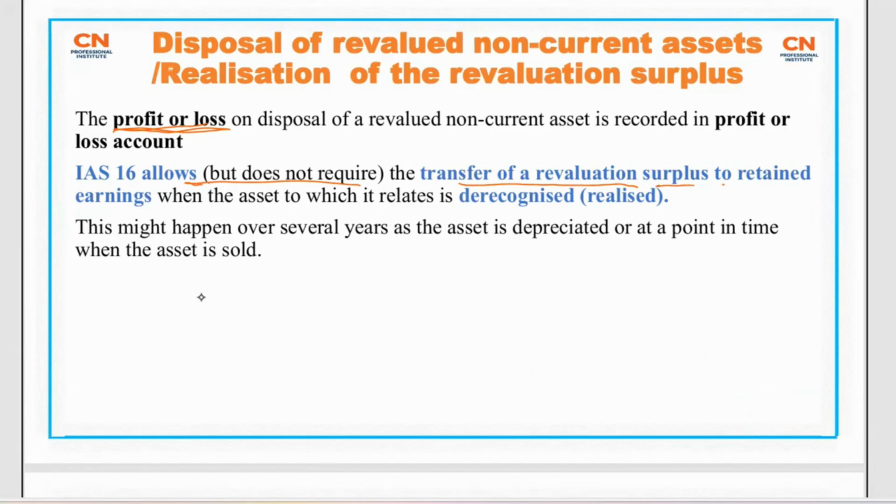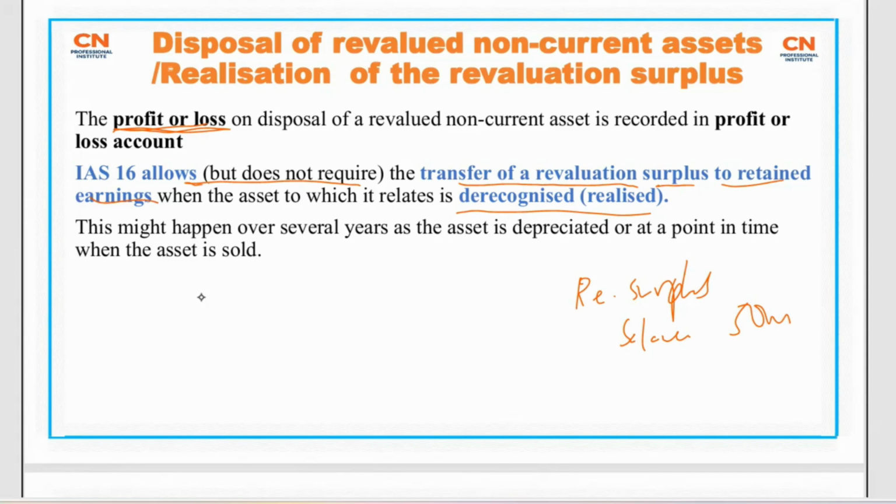A revaluation surplus to retained earnings when the asset to which it relates is derecognized or realized. This might happen over several years as the asset is depreciated, or at a point in time when the asset is sold. So what they're saying is that, let's say in your revaluation surplus account you have a balance of 50 million. You did a revaluation, you had a revaluation gain of 50 million, and therefore you placed it in the revaluation surplus account. But you sell the asset.